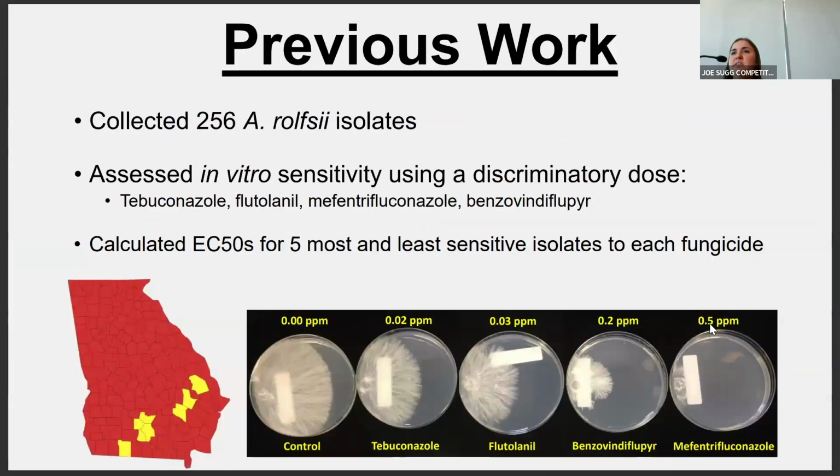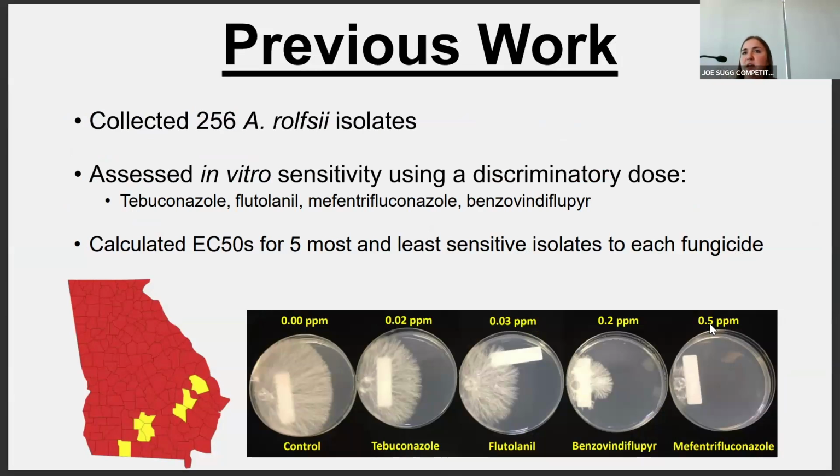Now, before I get to the meat of my presentation, I do want to set up what I've previously done because it'll make today's talk more relevant. I began by collecting 256 isolates from 8 counties across the state of Georgia, and I assessed the in vitro sensitivity of each one using just one dose of 4 different fungicides that I'm going to talk about today. And that's tebuconazole, flutolenil, methyltrifluconazole, and benzophenoflupyr.